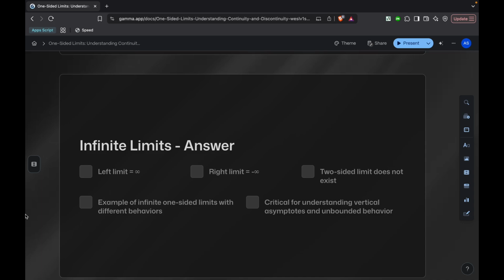And this problem is really what's going to help us understand vertical asymptotes and limit formats and how limits work if they're not bounded at all.